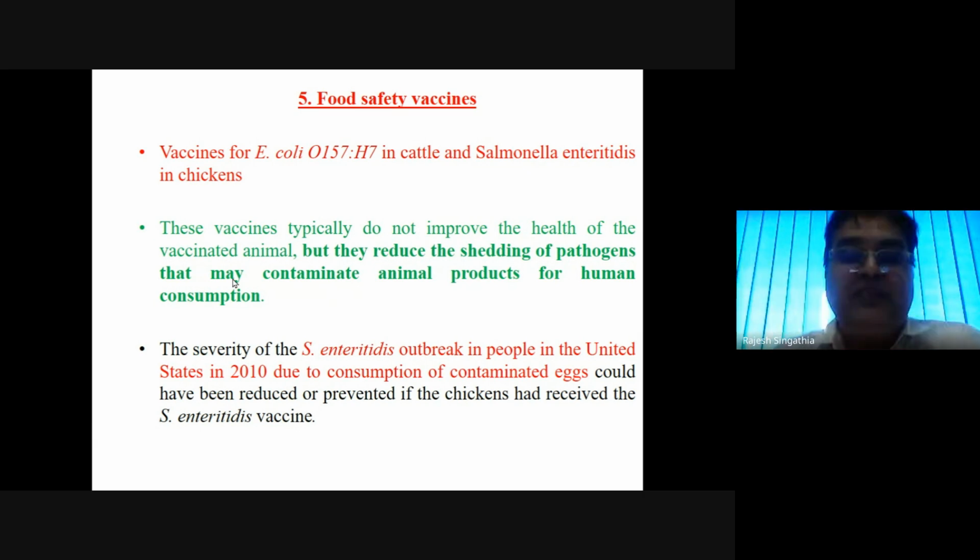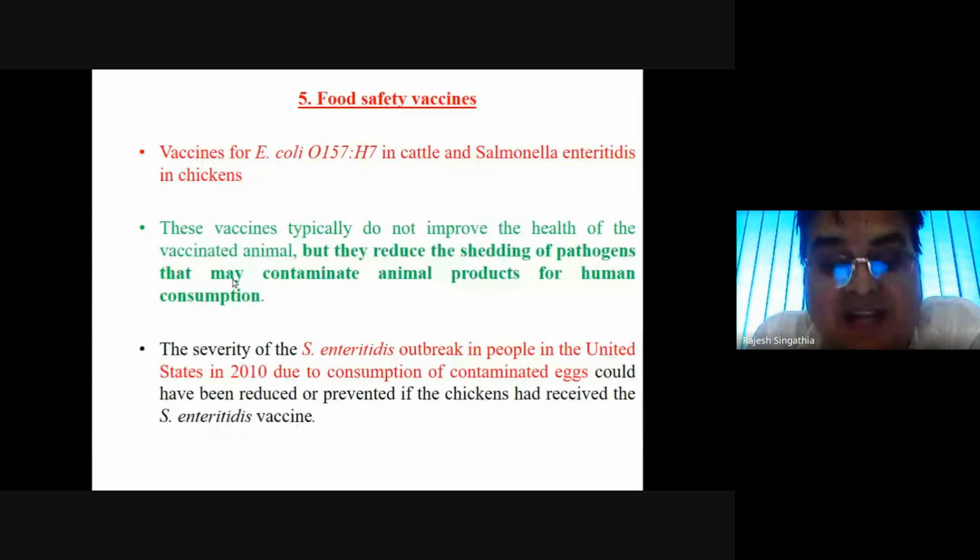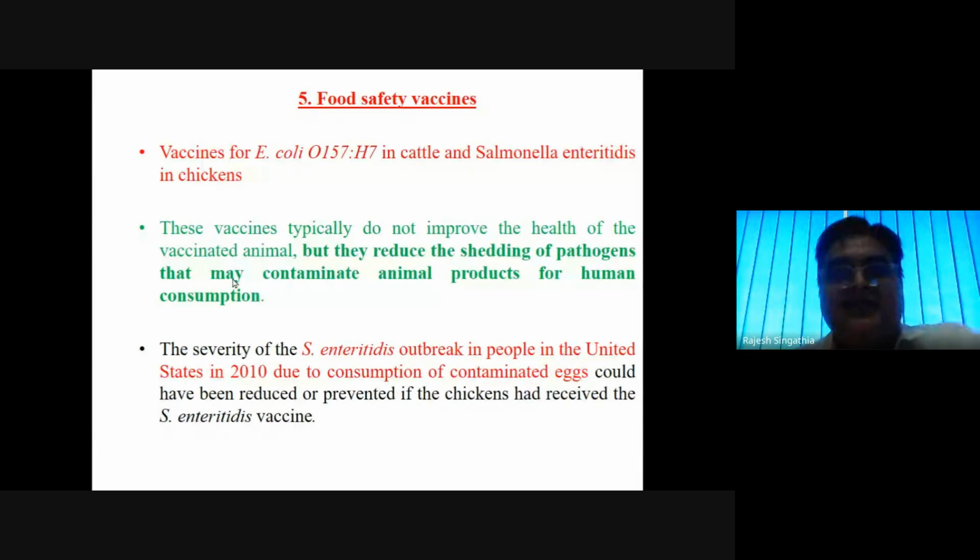The severity of the Salmonella enteritidis outbreak in people in the United States in 2010 was due to consumption of contaminated eggs. This outbreak could have been reduced or prevented if the chickens had received the Salmonella enteritidis vaccine. So food safety vaccines are also there.